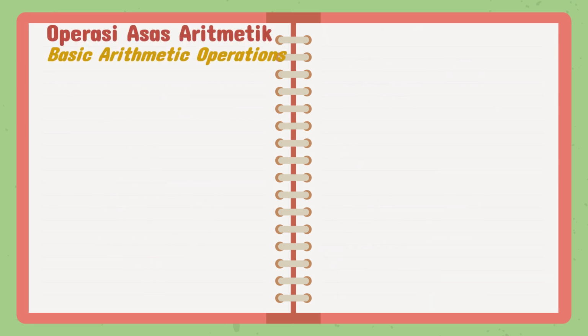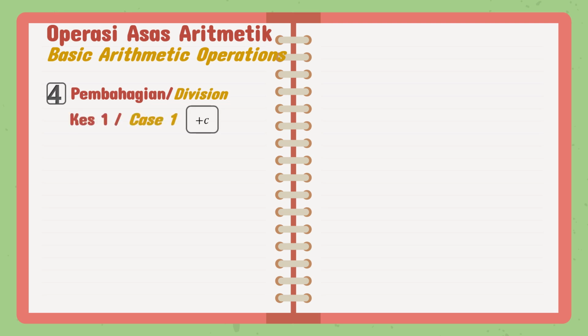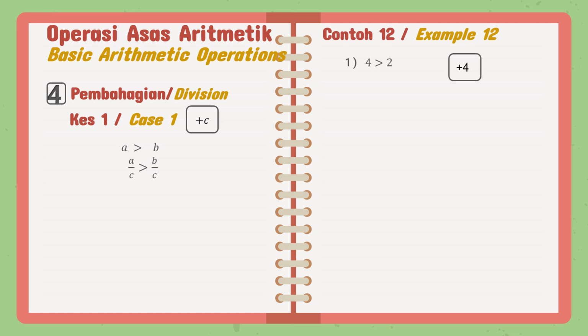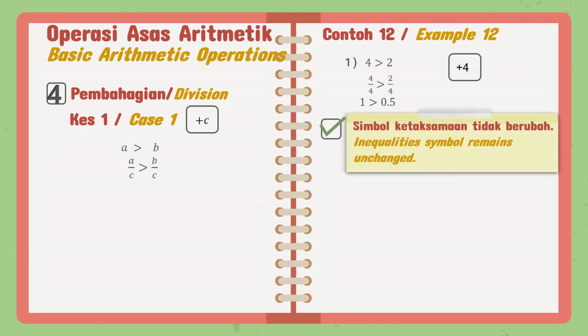Alright, and lastly you have basic arithmetic operations on division. Let's say case 1: you divide everything by positive c, and you have a over c greater than b over c. For example 12, when 4 is greater than 2, you divide by positive 4 on both sides of the inequality. 4 divided by 4 gives 1, and 2 divided by 4 gives half. So 1 is greater than 0.5. We come to a conclusion that the inequality symbol remains unchanged.